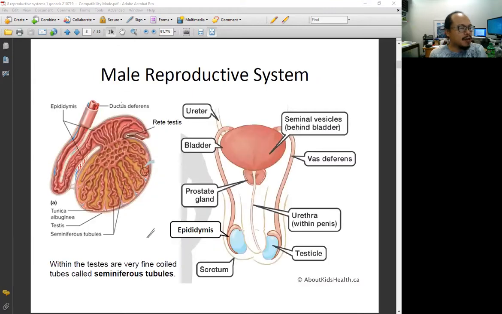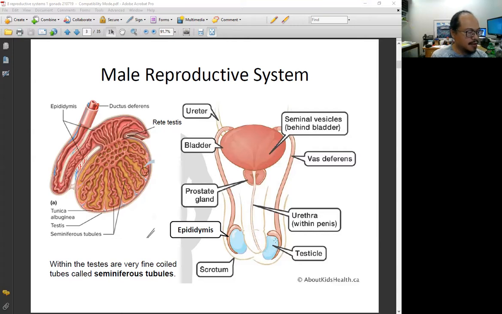So let's start by looking at the male reproductive system. We will first look at male, and then we look at the female. So this is the male reproductive system. The sperms, as well as the spermatogenesis, are facilitated within these seminiferous tubules within the testicles.